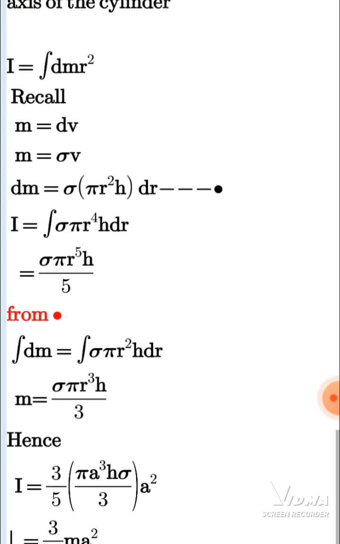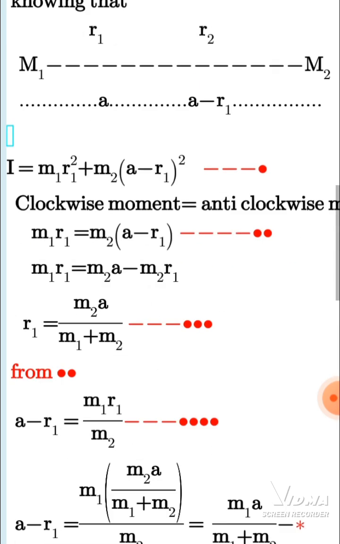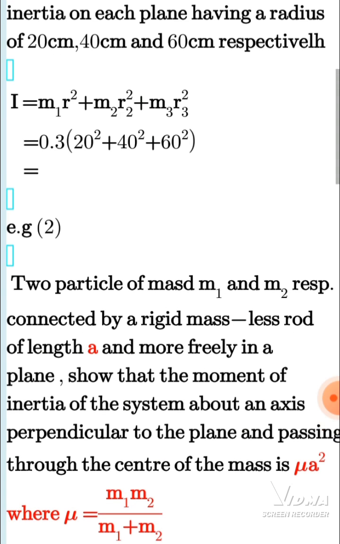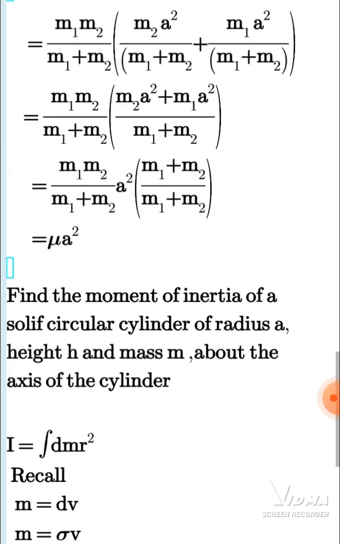So that is that for the introduction. This is just an introductory class to the dynamics of rigid motion.